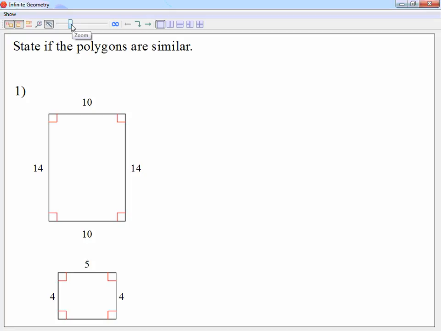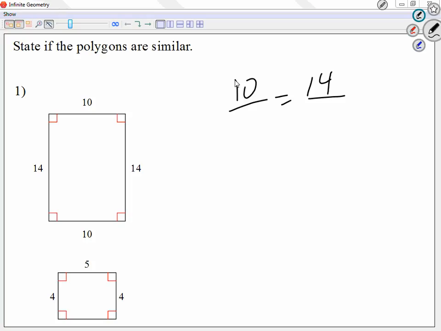So I notice that on one of my sides, my numbers are 10 and 14. So I do 10 and 14. For the other one, my sides are 4 and 5. So I go 4 is smaller than 5. If they're proportional, I can just cross multiply. It should be the same thing.